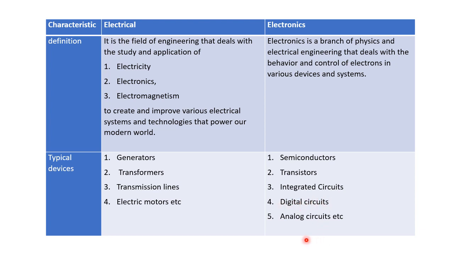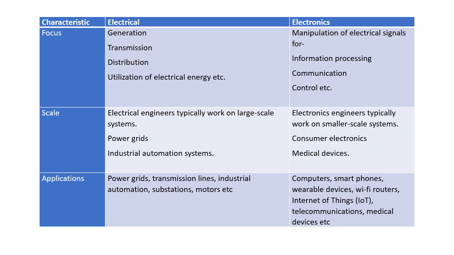Analog circuits: when you study electronics, you see analog circuits like ADC and DAC, analog-to-digital converters and digital-to-analog converters, and operational amplifiers, op-amps. So these are the things that come under analog circuits. These are the typical devices that you'll come across in these two branches.